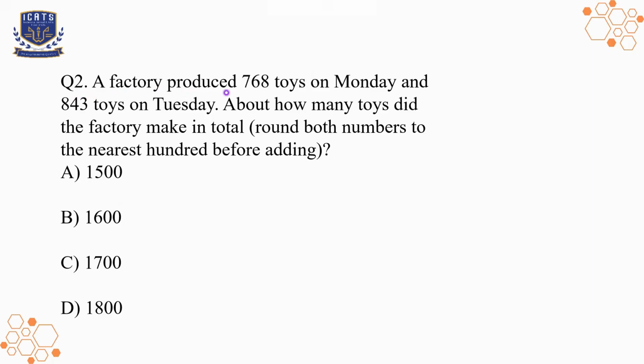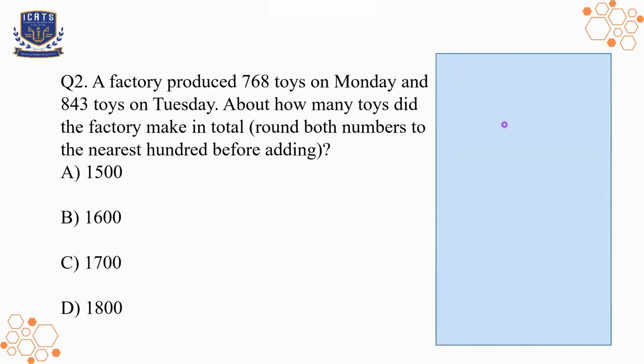Question number 2. A factory produced 768 toys on Monday and 843 toys on Tuesday. About how many toys did the factory make in total? Round both numbers to the nearest 100 before adding. Option A is 1500, option B is 1600, option C is 1700, and option D is 1800. So now we have to round the numbers and add them.